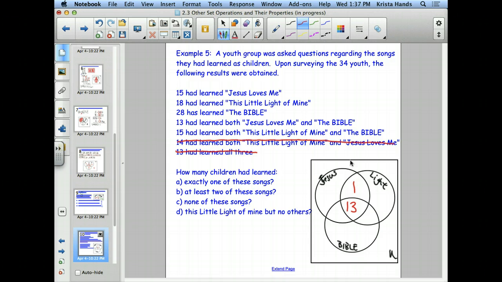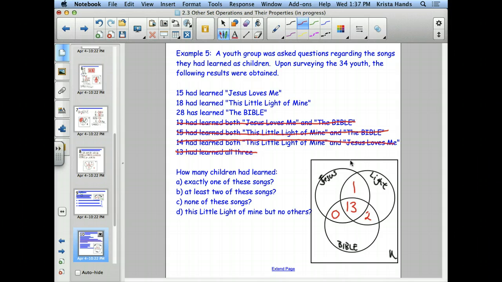All right, light and Bible is on the right-hand side over here. It's supposed to add up to a total of 15. I've already got 13, which means the number out here is 2. And then this one says 13 had learned Jesus Loves Me and the Bible. That's this right side over here. What's going to go in this piece? 0 is going to go here, because I've already got all 13 people represented, right? From the center. So this piece does not get anything. It's got a 0 in it. Perfectly legitimate to have a 0 there.